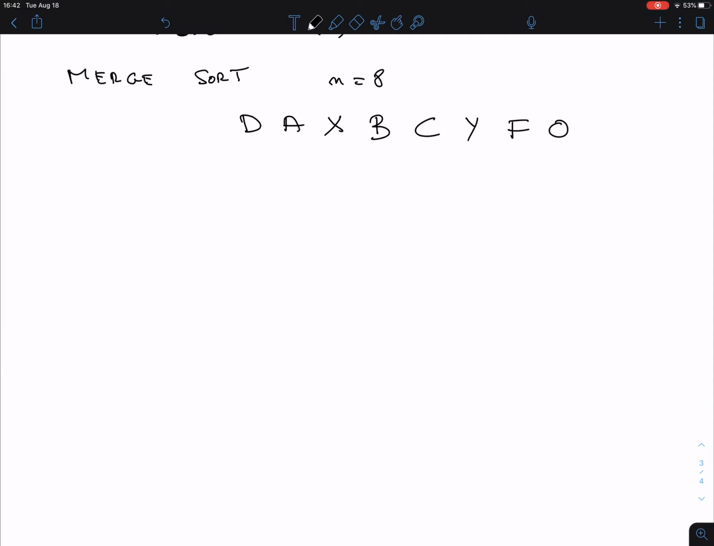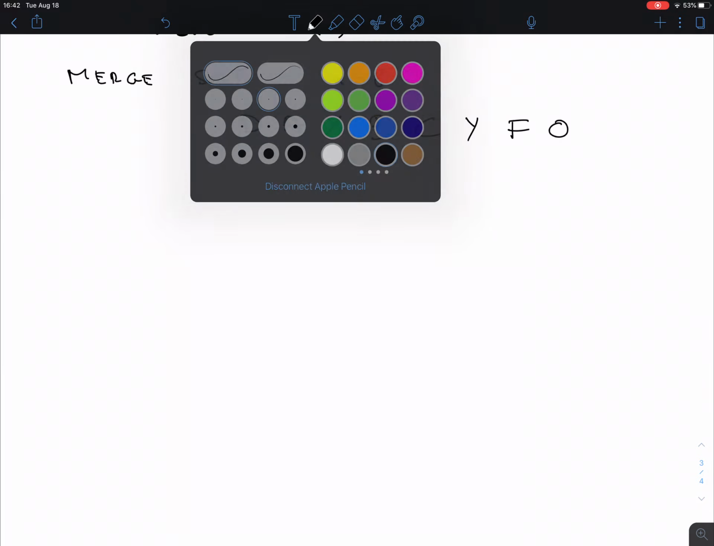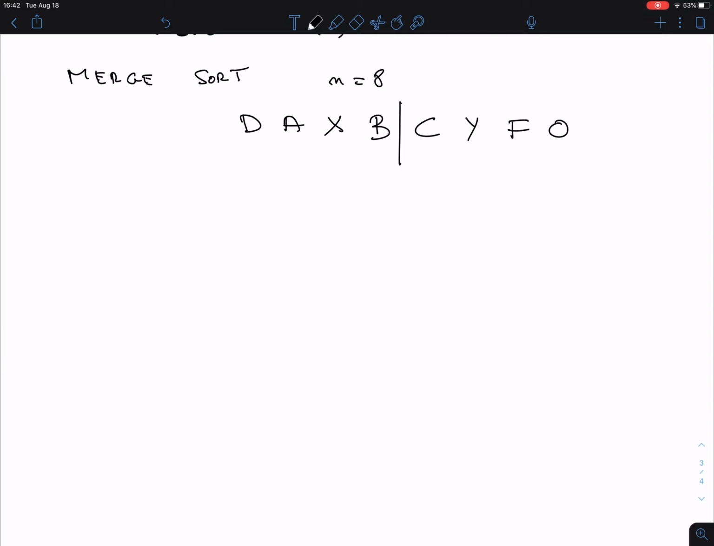How does it work? Well, each time we would split in two. And we would then repeat the algorithm on these smaller ones. So we would have this guy, and then we would have to split that one in two. So we have DA and XB. And we would split these two in two. We would have CY and we would have FO. Those were the two new lists that we make. Sorry, I put the biggest list on top.